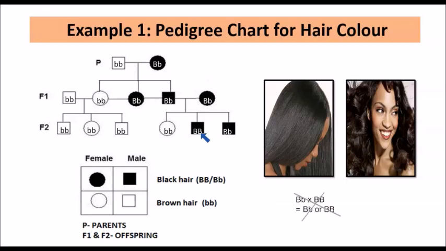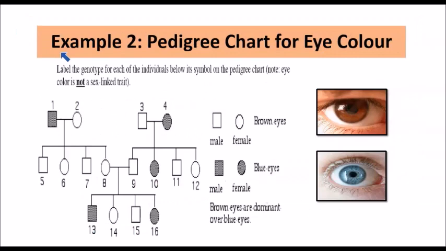So that pretty much completes the analysis and working out this pedigree chart for hair color. So it's all about using the information that is provided and being able to predict the genotypes of the individuals in the pedigree chart. So the parents, and then we see the first generation of offspring, and then the second generation of the offspring. So that pedigree chart is completed. So all the genotypes have been predicted. Alright, let's look at another example.